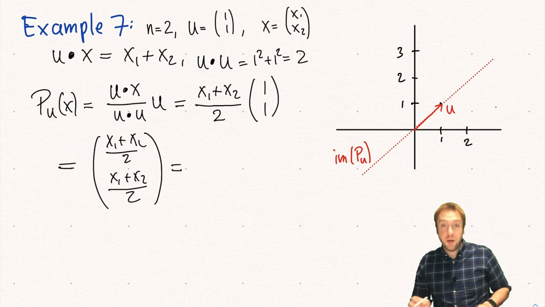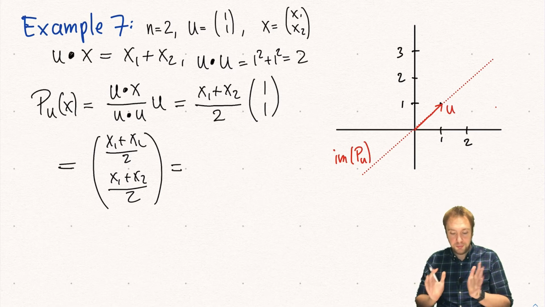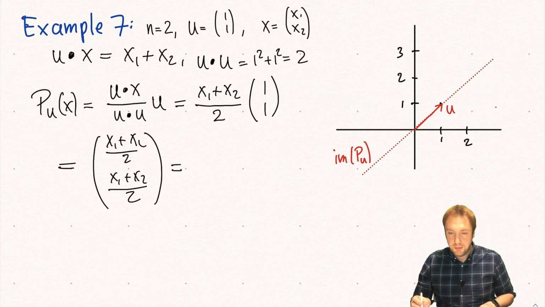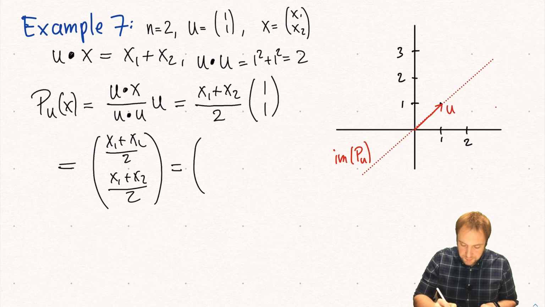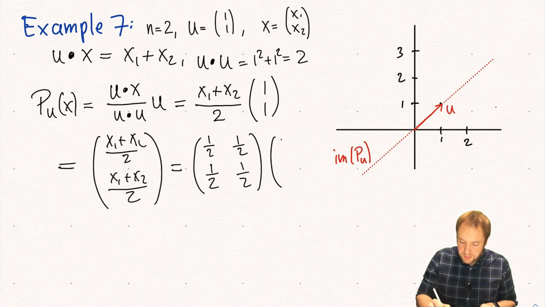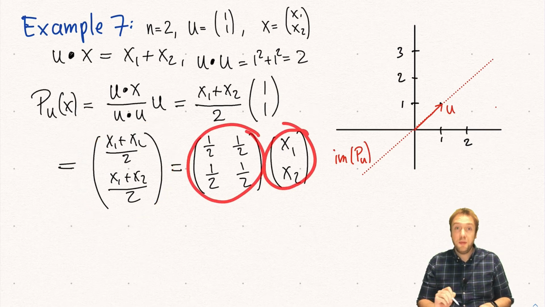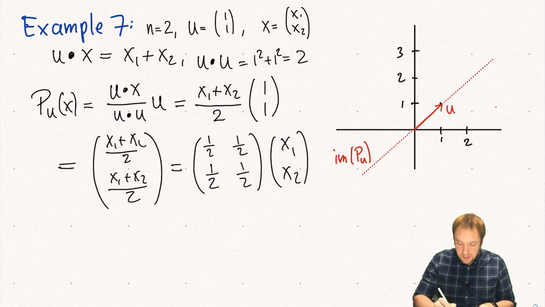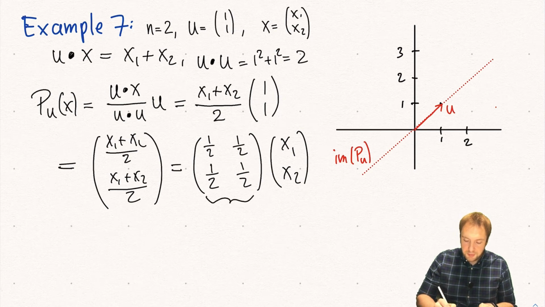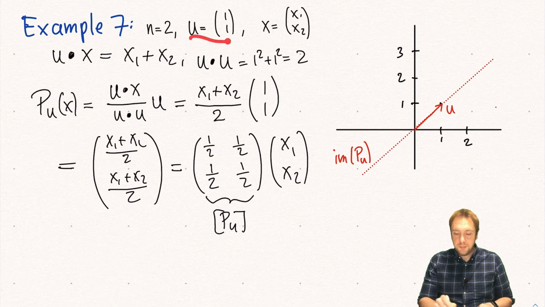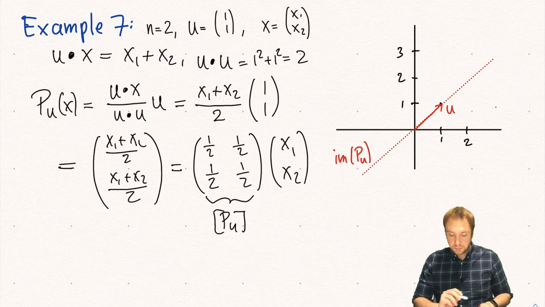And this we can now write as a matrix times the vector x, because if I take this matrix here, 1/2, 1/2, 1/2, 1/2, then this vector here is exactly this matrix multiplied with the vector x1, x2. And therefore this here is the matrix of Pu in this explicit example of u.